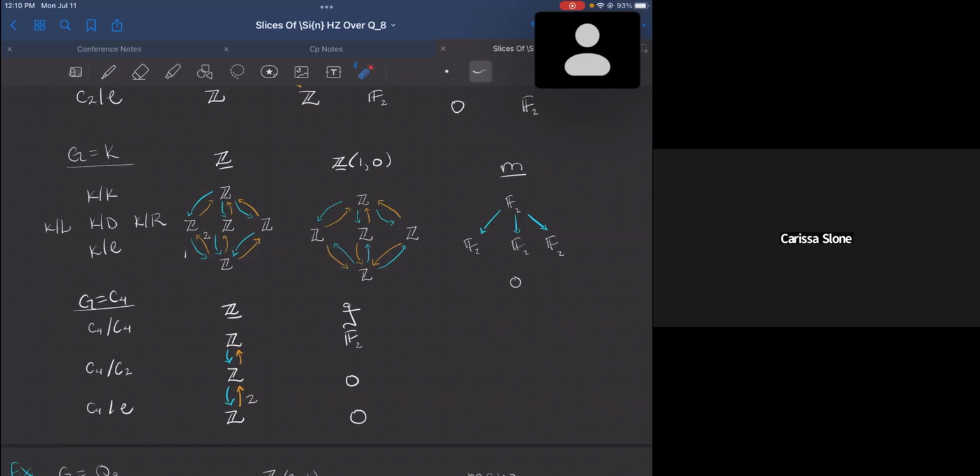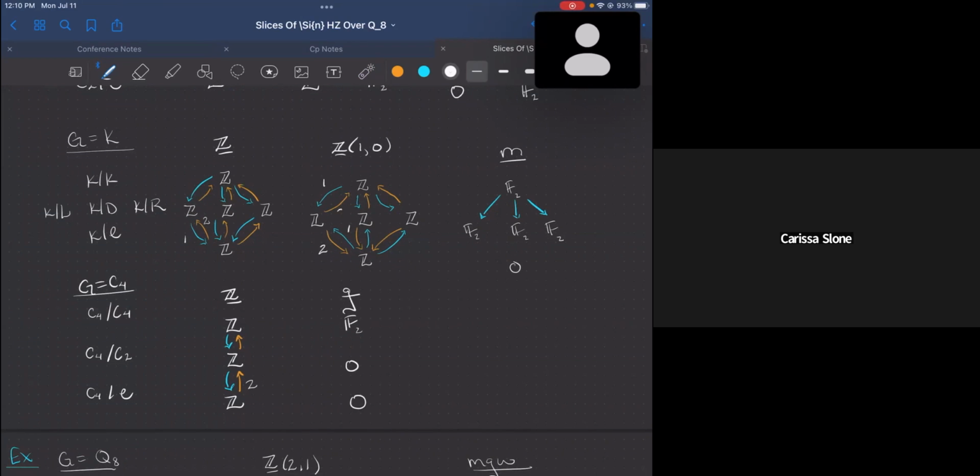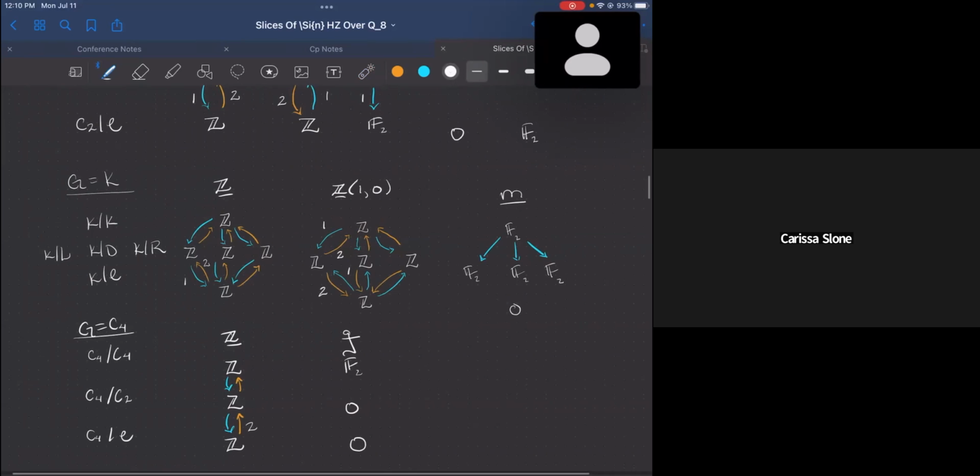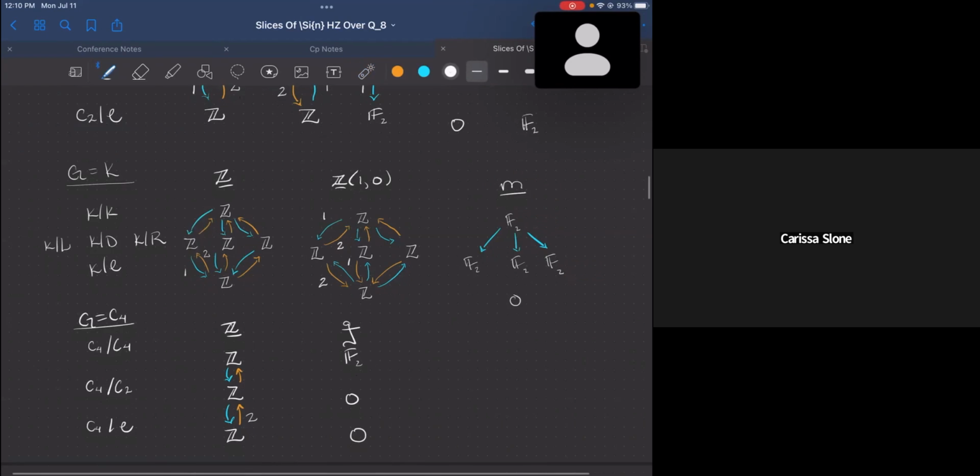Now we can combine Z and Z dual into a Mackey functor I call Z10. Again, all of the groups are Z, all of the Weyl group actions are trivial, but now at the bottom, we look like Z dual, but at the top, we look like Z. And then finally, there's this Mackey functor called M, because it looks like an M, where we have an F2 in the 4 upper spots, a 0 at the bottom, and then our 3 non-trivial restrictions are the identity.